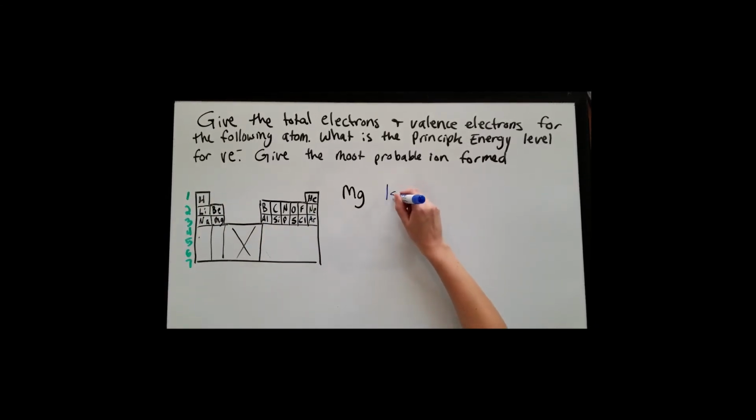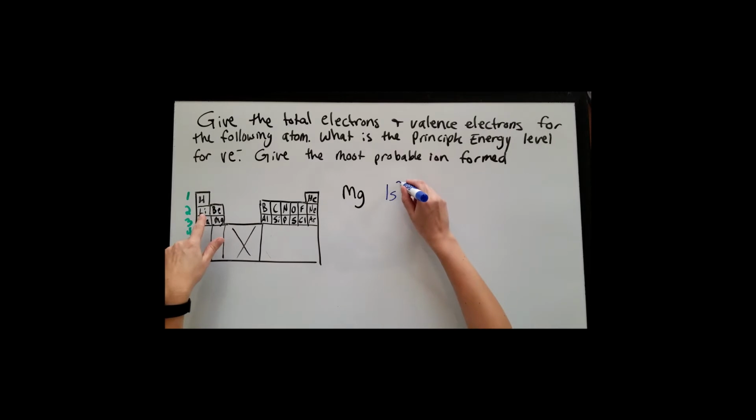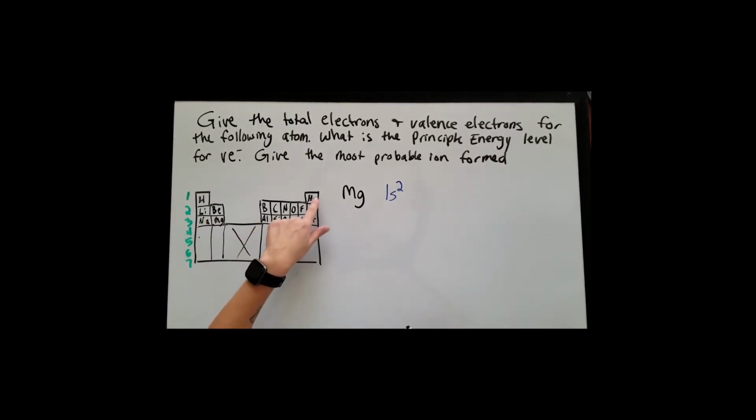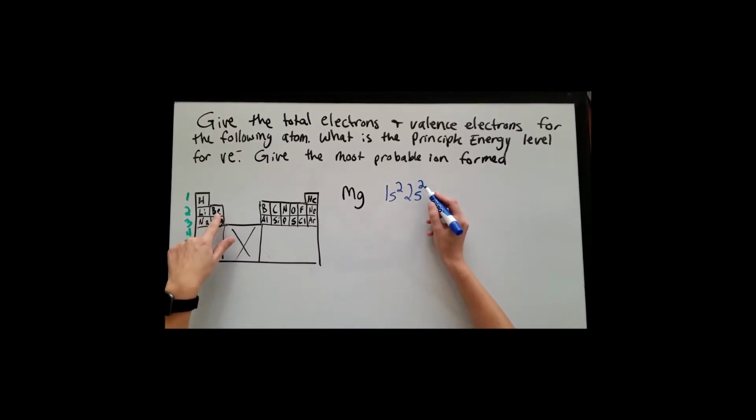Remember, you always start at the 1s. So I'm starting in period 1. I hit the s block first. 1s2 brings me to helium. I'm done with the first row, so I go to the second row. I hit the s block first. The max that can fit in the s is 2. So 2s2 brings me to beryllium.